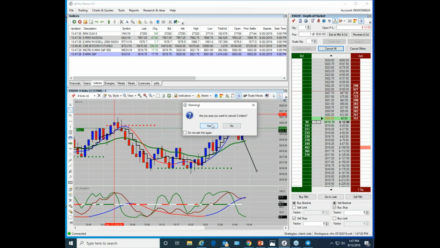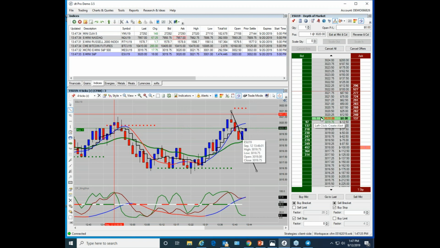There it is. So that was the up close. That's our entry. Here's our stop loss. It's 8 ticks away. So worst case scenario, if the market does an about face here, we lose $100. Okay, as outlined right here.